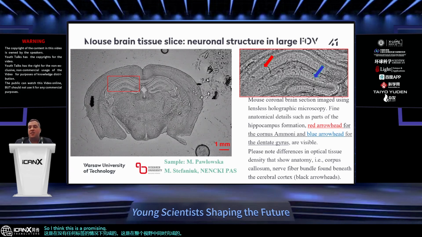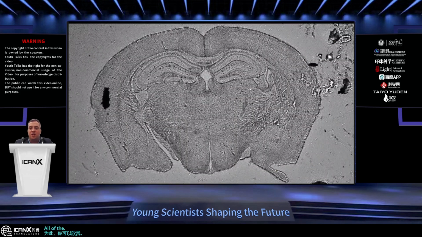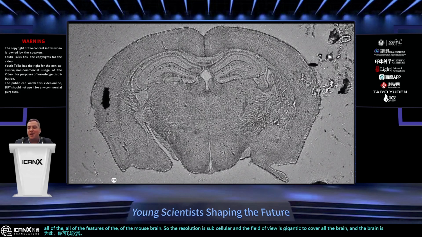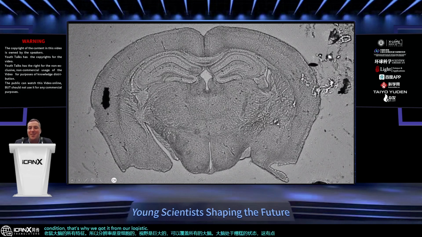You can see here in a larger magnification, and for this you can appreciate all of the features of the mouse brain. So the resolution is subcellular, and the field of view is gigantic to cover all the brain. And the brain is in slightly bad condition. That's why we got it from our neurologists, because they didn't use it anymore. But now we are running some trials on very nicely cut slices.